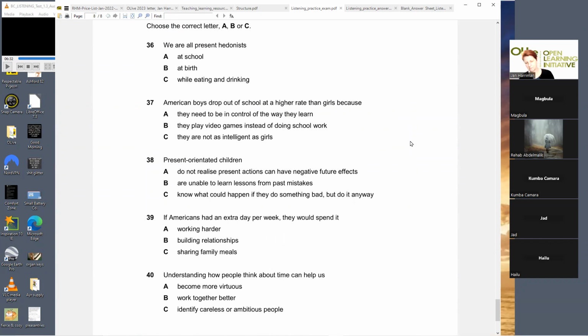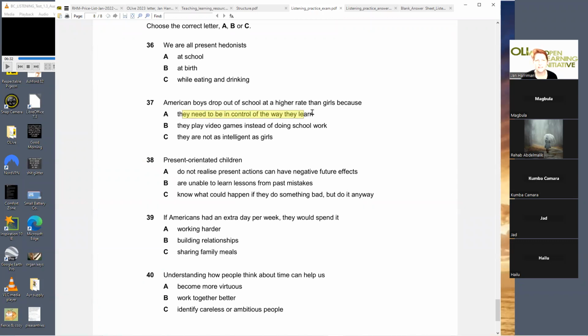So now we've got multiple choice. Right now it's saying we are all present hedonists, and it's either going to be at school, at birth, or while eating and drinking. Kind of interesting. At birth. Yeah. Like when we're born. So we're going to be listening to something about American boys dropping out of school at a higher rate than girls. And it's going to be one of these reasons.